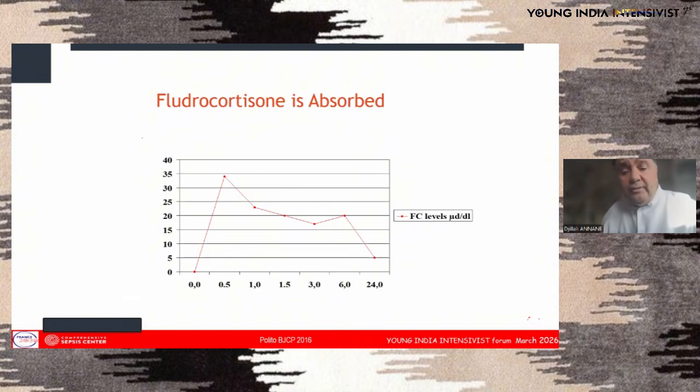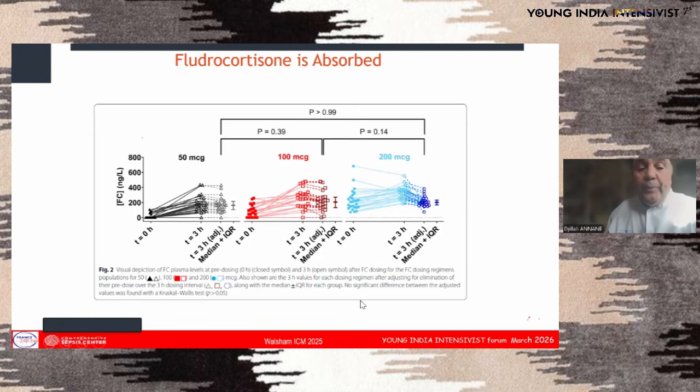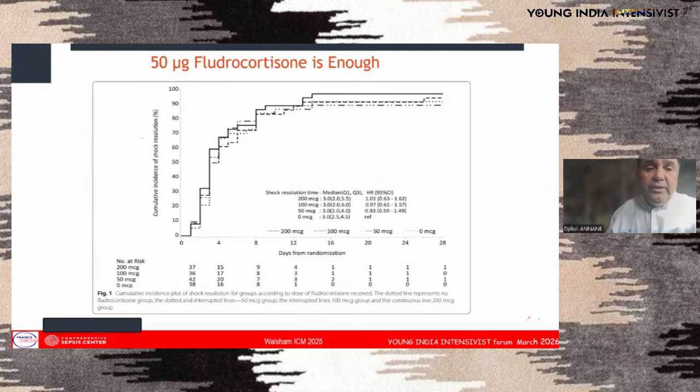What about fludrocortisone? Again, a decade ago, we already published that fludrocortisone given orally is very rapidly absorbed and has a long half-life in plasma. More recently, our colleagues from the ANSI group repeated this and also tested different doses of fludrocortisone, demonstrating again that the drug given orally is well absorbed. And there was no significant difference between the different doses, suggesting that 50 micrograms is enough. And indeed, regardless of the outcome they were looking at, there was no significant difference across the different doses, again suggesting that 50 mics of fludrocortisone is enough.